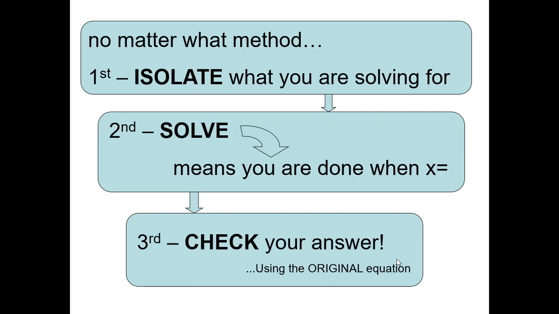No matter how we try to solve these logs, remember we want to isolate what we're solving for and then solve it, and we want to find out what x is equal to. And then third, check your answer at the end using the original equation. So what is that going to look like? Again, extraneous solutions: there might be possibilities where an answer doesn't make sense. Logs don't like negatives inside.